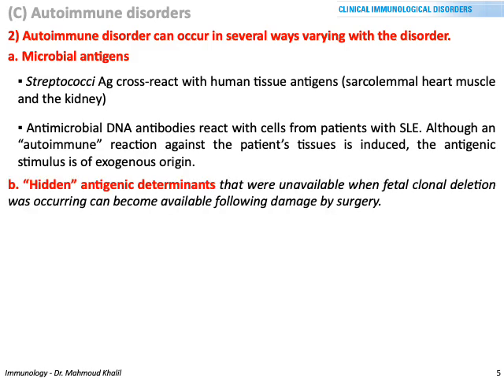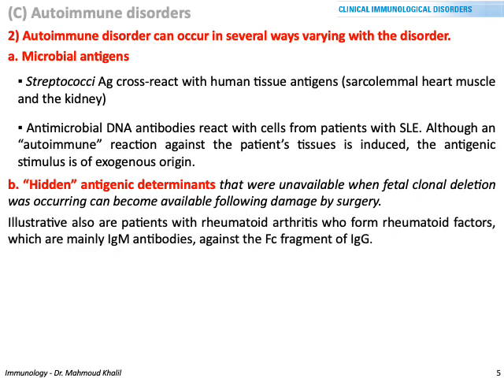What about hidden antigenic determinants? What are hidden antigenic determinants? Actually, it's a kind of antigen that, for example, was unavailable when fetal clonal deletion was occurring and becomes available following damage by surgery. You can also see it as an example in patients with rheumatoid arthritis who form rheumatoid factors, which are mainly IgM antibodies against the Fc region of IgG.